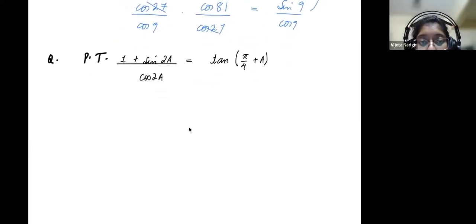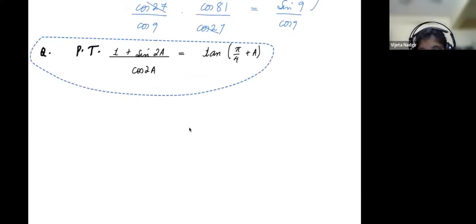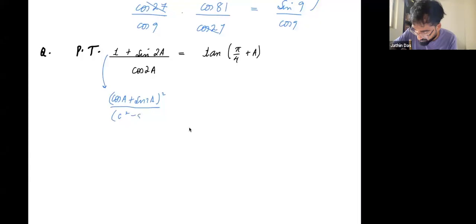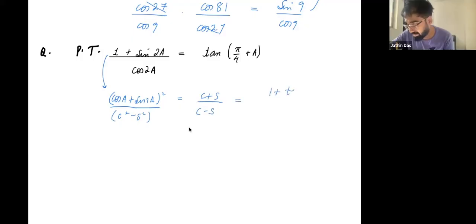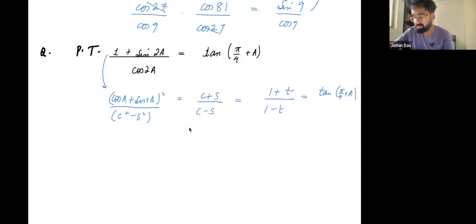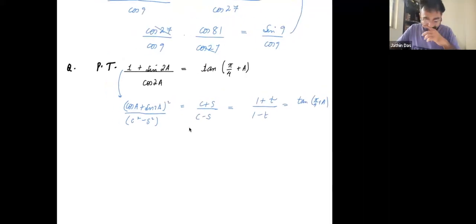Yeah. This is (cos plus sin) whole square, and cos plus sin, cos 2a, cos square minus sin square. Correct? So this is (cos plus sin) by (cos minus sin). Then divide by cos. Correct? So (1 plus tan A) by (1 minus tan A), so tan (pi by 4 plus A). Very good. Now you're slowly getting a hang of it, no?